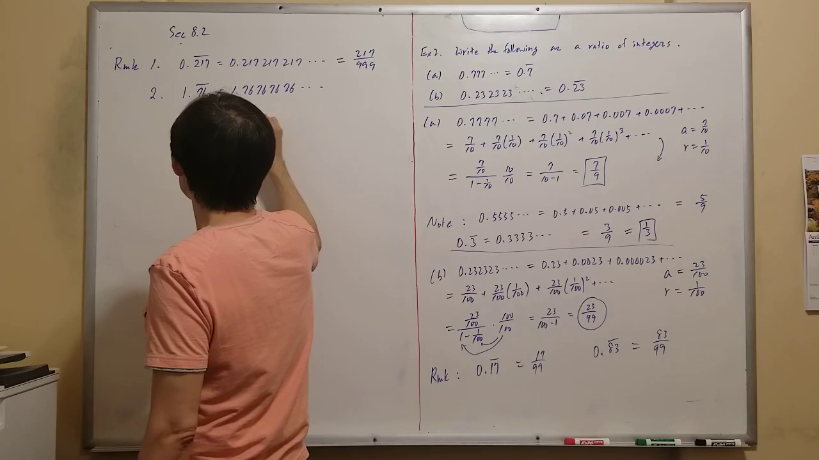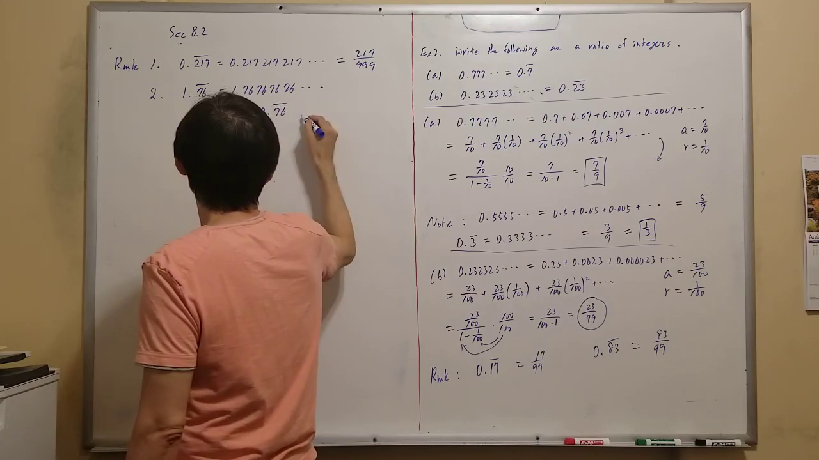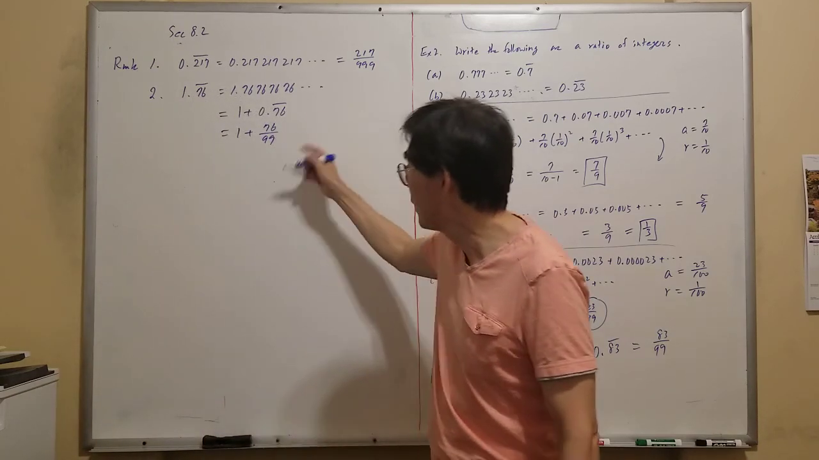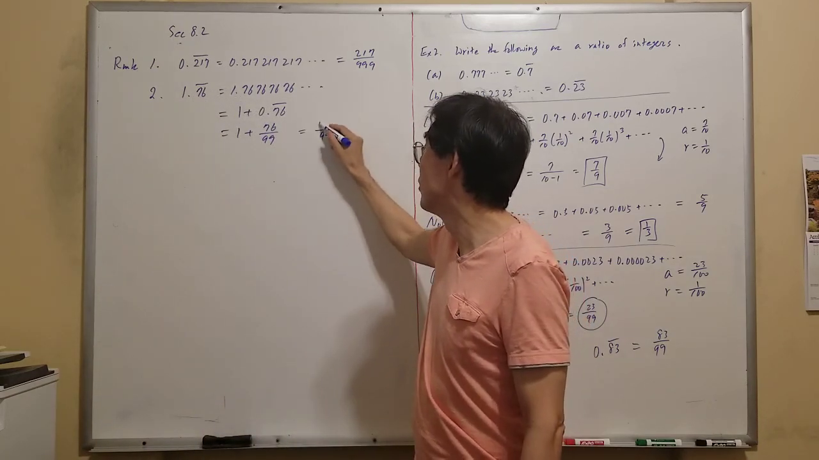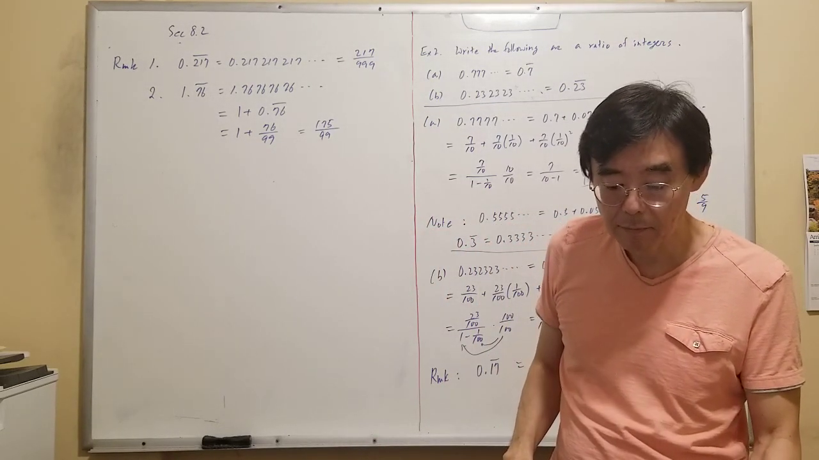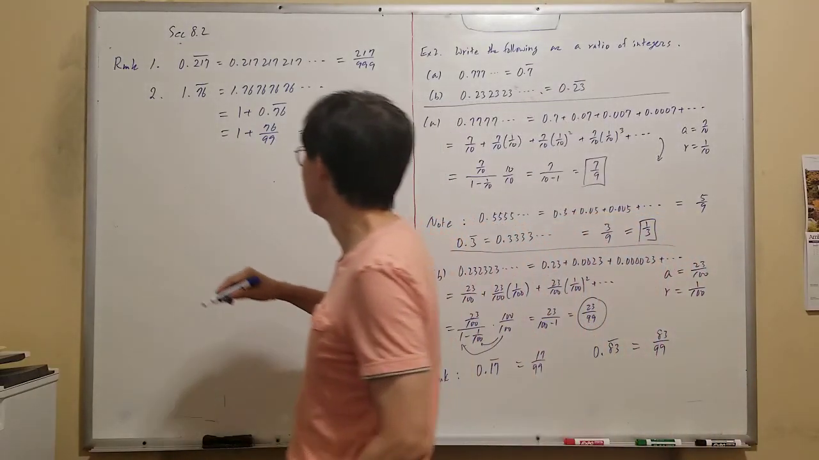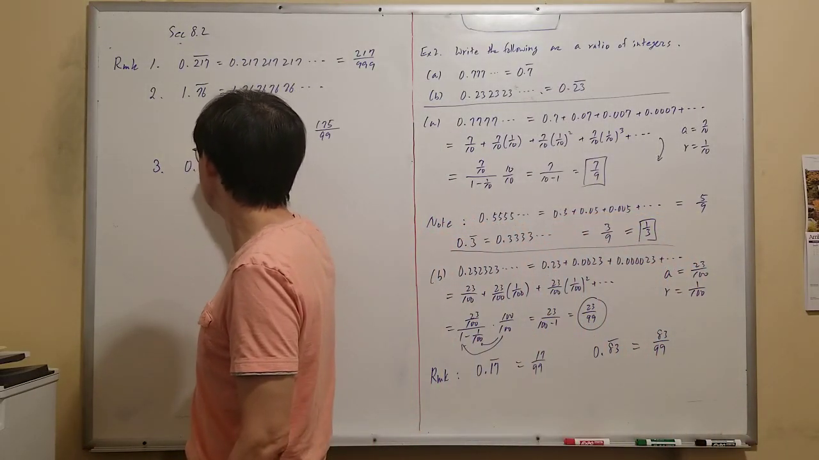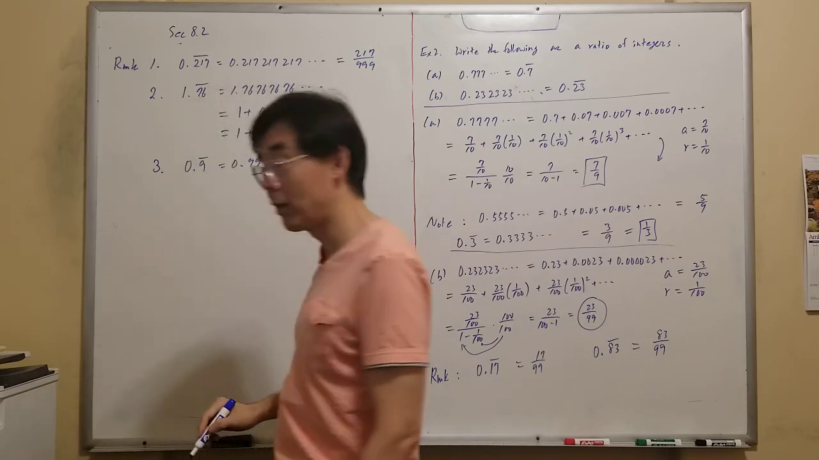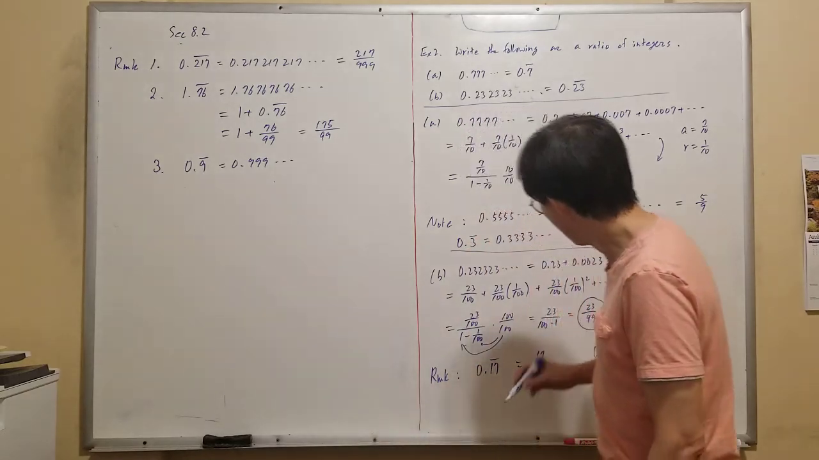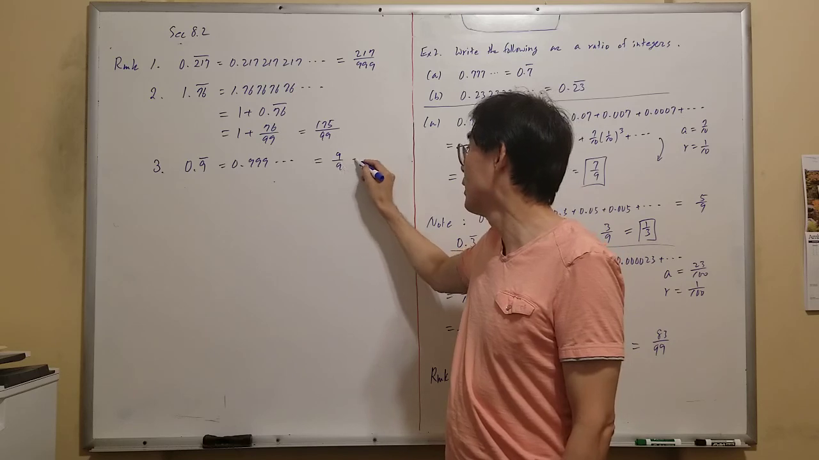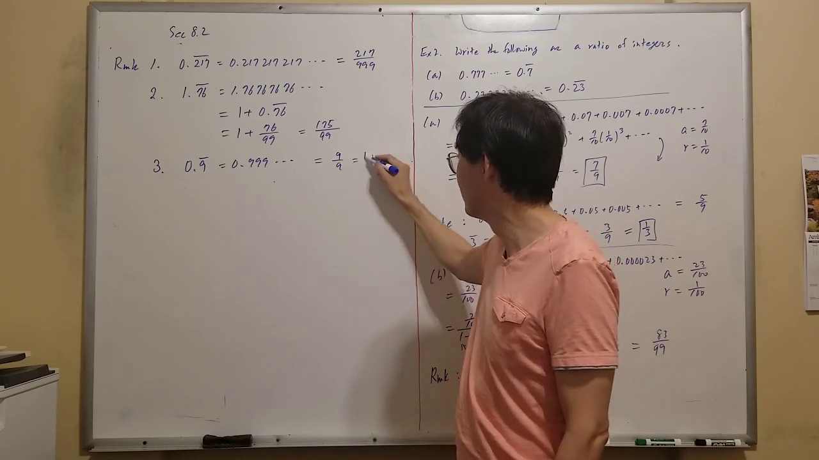In that case, you just write it. So it's just 1 plus 76 over 99. Okay? And then just combine: 175. Okay? And finally, so what is this? Forever. According to this work, it's going to be 9/9, exactly 1. Right?